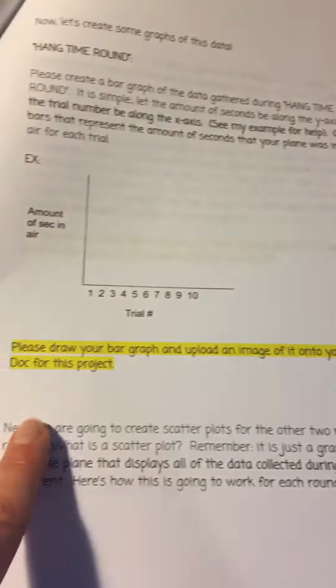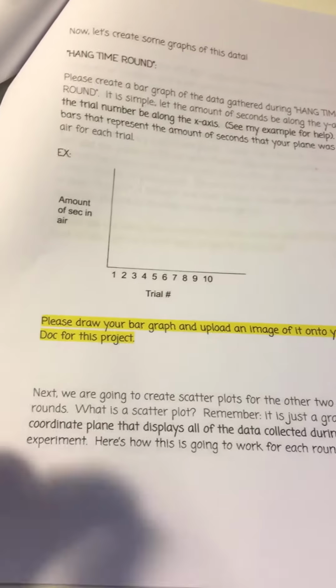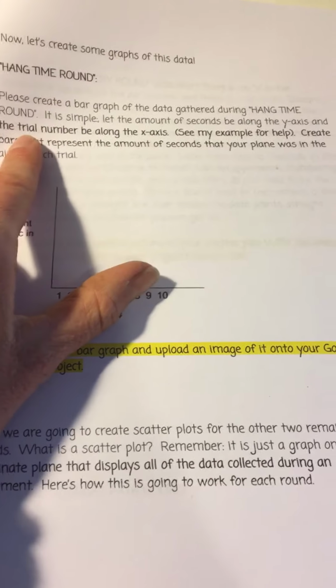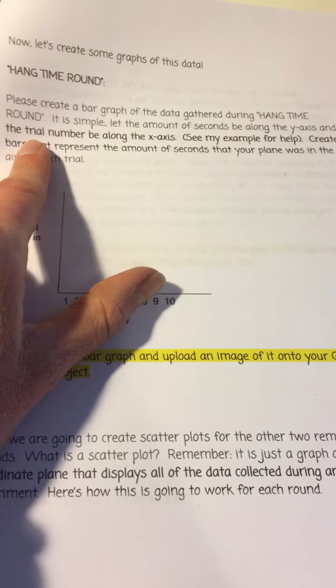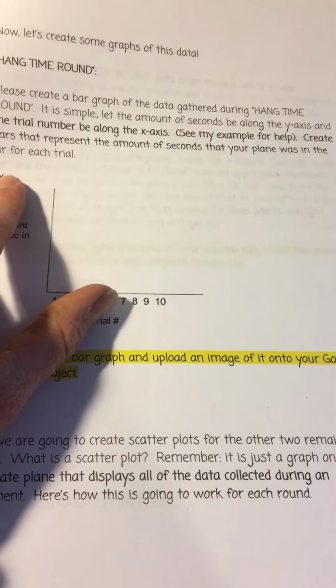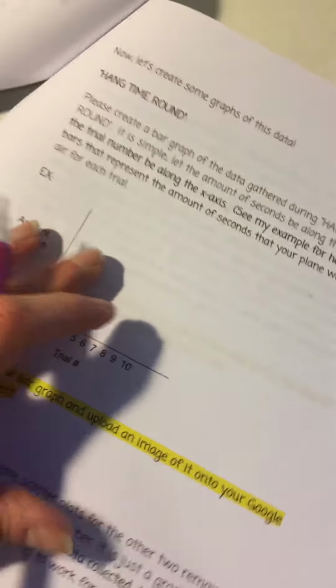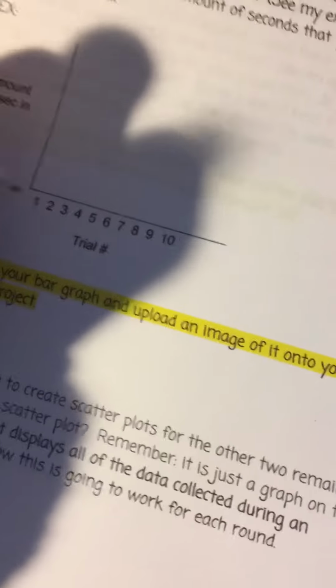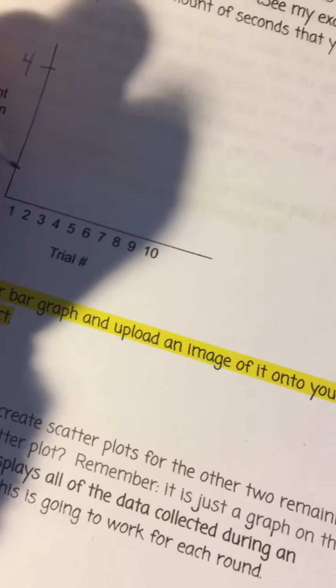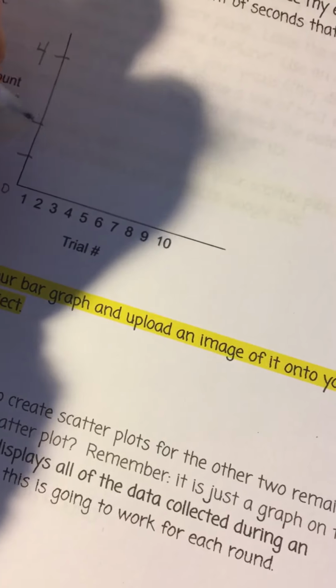I have here, it says, let the amount of seconds be along the y-axis. Create bars that represent the amount of seconds that your plane was in the air for each trial. So again, it depends on how long your plane was in the air. Let's say that the longest it was in the air was 4 seconds. So maybe I want to go by ones. 1, 2, 3.